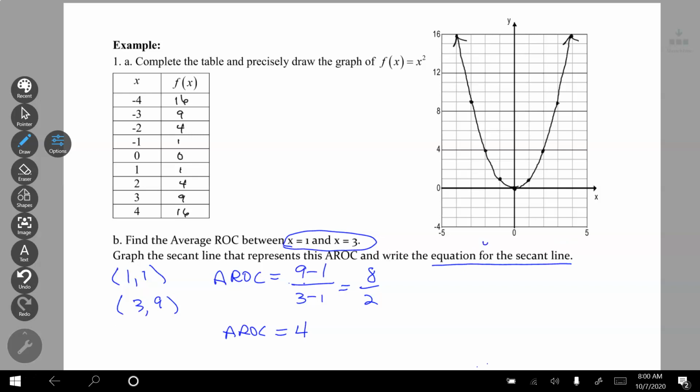Again, when I write the equation, I do y equals m(x minus x1) plus y1. I could use any points that I want for this one. My slope is 4, so 4(x minus 1) plus 1, or I could use the other point, 4(x minus 3) plus 9. It doesn't really matter. But what I'm going to do is connect these points, (1, 1) and (3, 9). I'm using a straight edge, so I'm just putting the straight edge down.